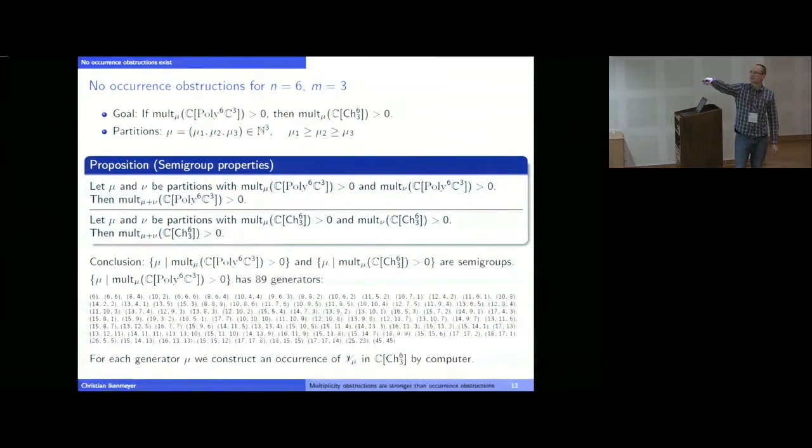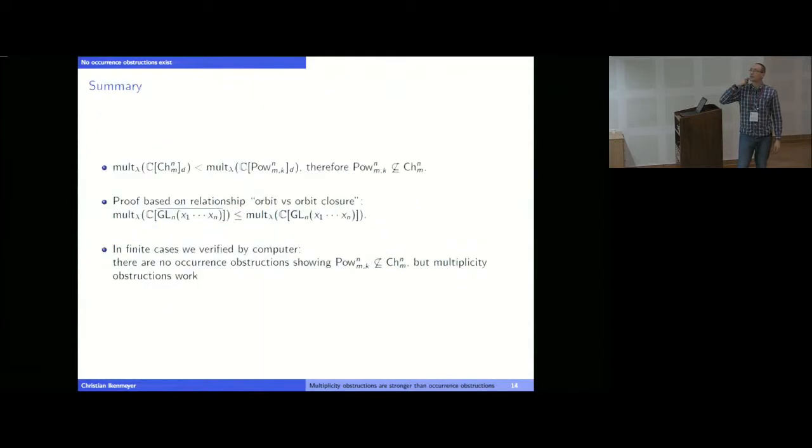Because if a multiplicity is positive and some other multiplicity is positive, then the multiplicity with respect to their sum is also positive. And this means that this gives you a semigroup. Take the semigroup and show that this is true for all. And we constructed this by computer in the larger case as well. And the summary is, we show it by multiplicities. We use a relationship between orbit and orbit closure. We show that there are no occurrence obstructions by multiplicity obstructions. We verified that there are no occurrence obstructions.